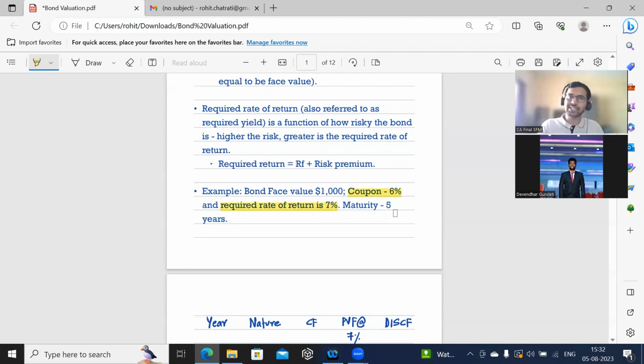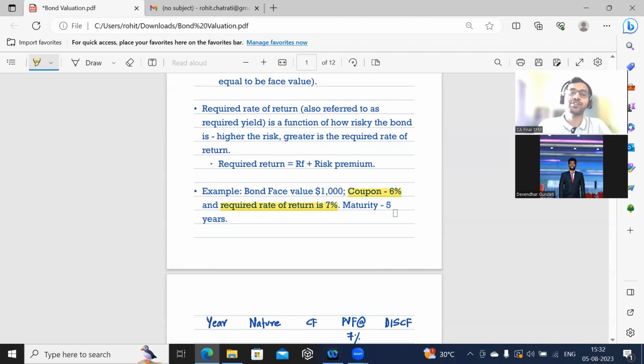The coupon rate is 6%. I, as a company, am only paying you 6%, whereas your required rate of return is 7% per annum. Take a pause for a minute and think through whether this bond should have been trading at a discount or at a premium. All right, take a minute, pause the video and think through.